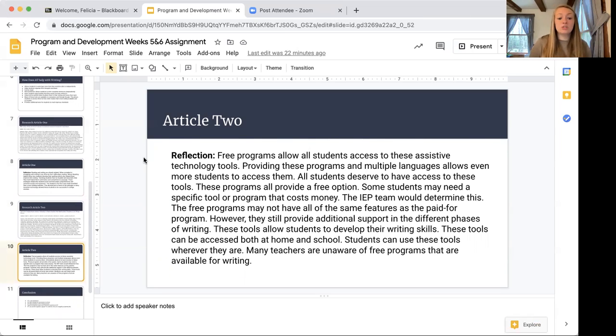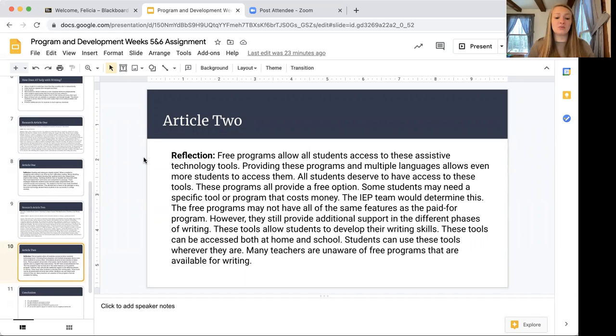Students can use these tools wherever they are, which I think is really awesome. If they're at home or if they're at school, school doesn't end at the end of the day. Students have to go home and do homework. They have to write papers. They have to do so much stuff. So being able to use this technology in a variety of settings is really beneficial, and I think it's super awesome.